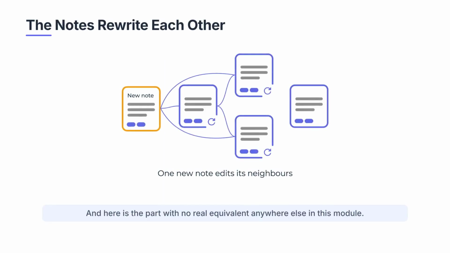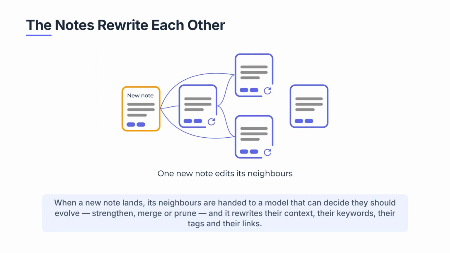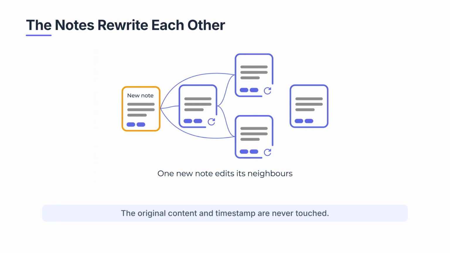And here is the part with no real equivalent anywhere else in this module. When a new note lands, its neighbors are handed to a model that can decide they should evolve, strengthen, merge, or prune, and it rewrites their context, their keywords, their tags, and their links. The original content and timestamp are never touched.